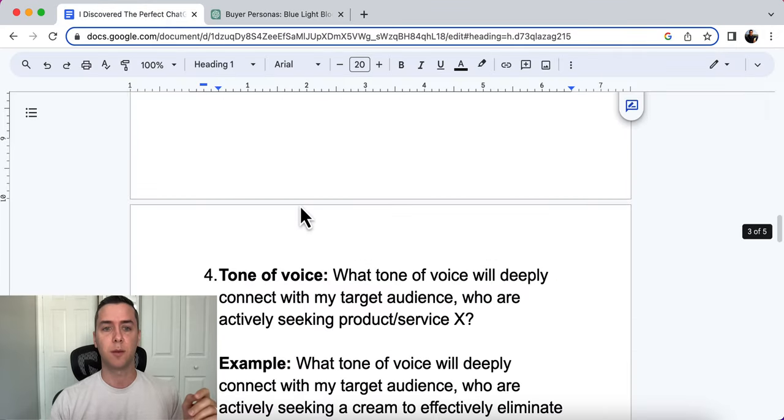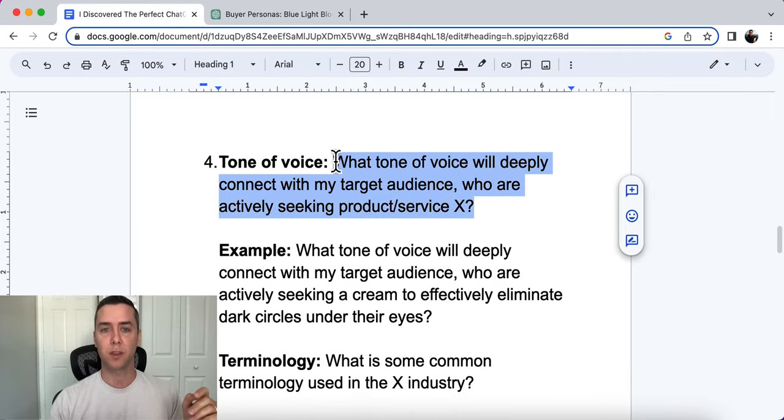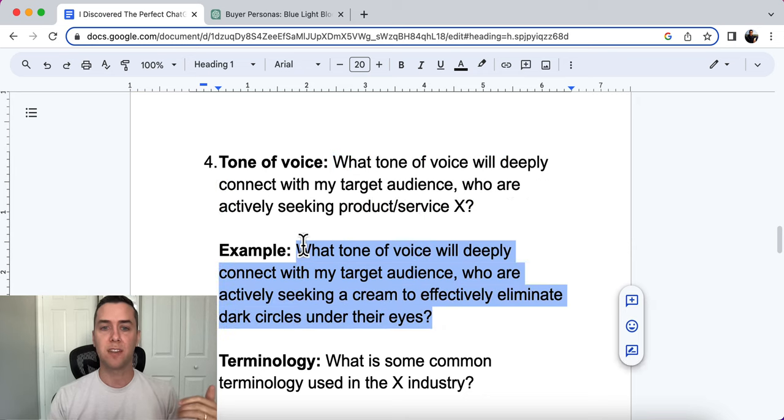All right. Next one, number four, is your tone of voice. So the prompt is this: what tone of voice will deeply connect with my target audience who are actively seeking product or service X, whatever your product is, you just insert it. All right. So the example is this: what tone of voice will deeply connect with my target audience who are actively seeking a cream to effectively eliminate dark circles under their eyes?